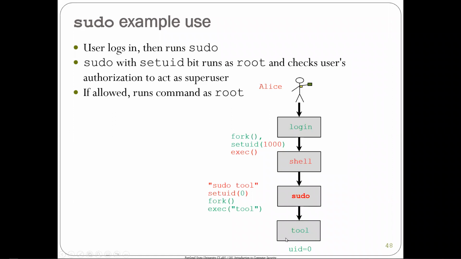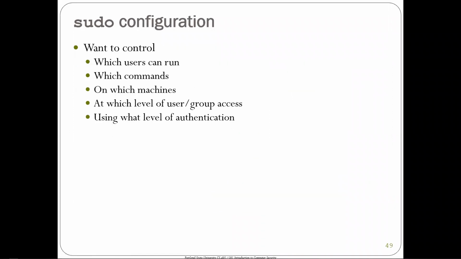Okay. We talked about wanting to enforce least privileges. It's really important to configure sudo to control who gets to execute it. You want to control which users can run which commands on which machines, at which level of user and group access, and using what level of authentication. Do I require a password authentication step to run a sudo command? That is what this refers to.